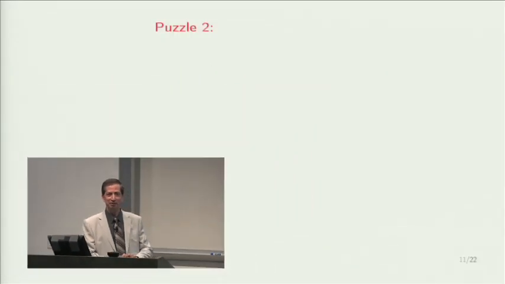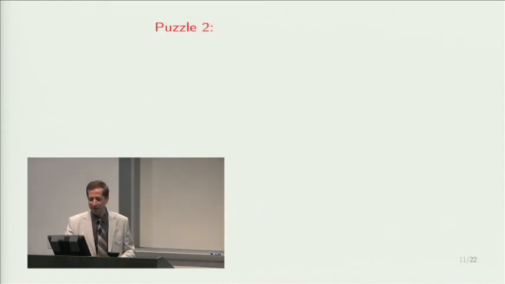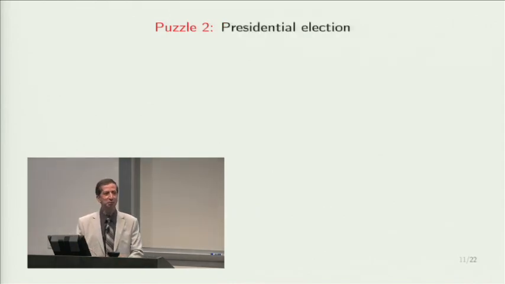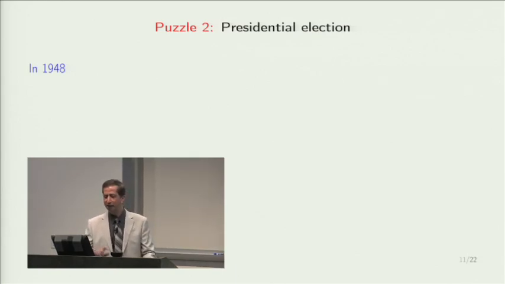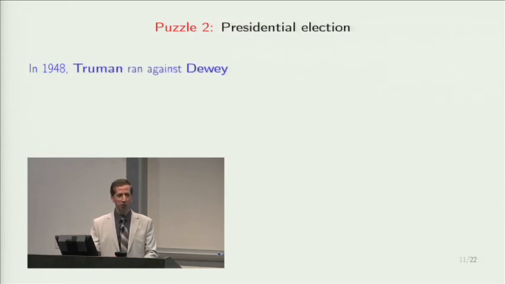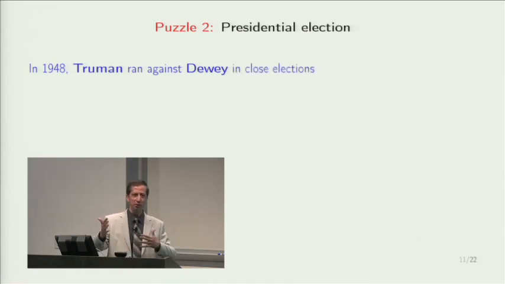We start with a puzzle. It has to do with the presidential election. Not this one, but in 1948. This was the first presidential election after World War II. It was a big deal. The two people who ran were Truman, who was currently president, and Dewey. It was very close, people would take opinion polls and whatnot, and it's not clear who is going to win.